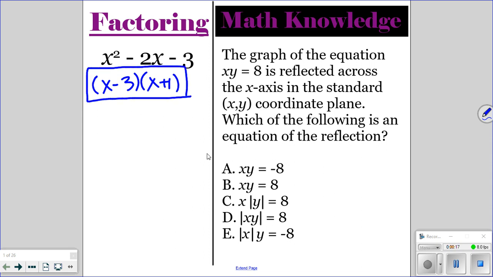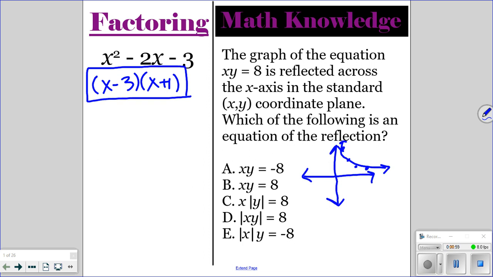For the math knowledge question, we have the graph xy = 8, and it's reflected across the x-axis. Which of them is going to give you this graph? So let's start off by graphing xy = 8. Two numbers that multiply to give us 8 are 1 and 8, and 8 and 1. Another two numbers would be 2 and 4, and 4 and 2. And so this is going to be the graph of xy = 8.